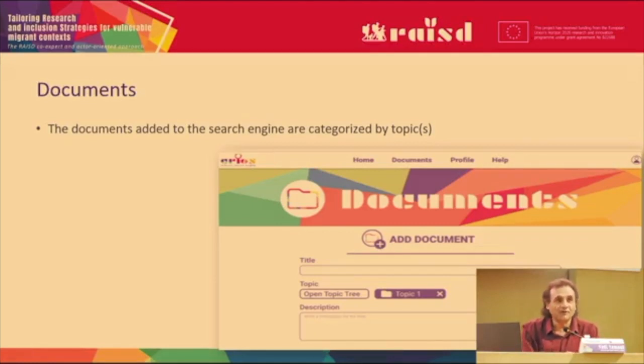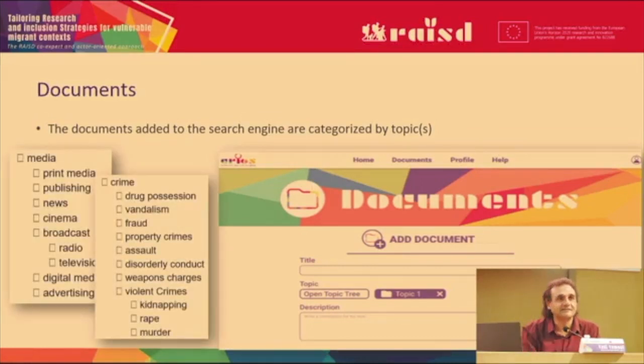When you add a document to this search engine, you can label it. You can assign a topic to it. Topics like these: for example, you say this document is categorized under media, or you can drill down into the topics, media, broadcast, radio, and you can add another topic such as crime, kidnapping. So you can label this document with as many topics as you want. This will help us in the search process. So when you search, you can limit or narrow your search to specific topics.